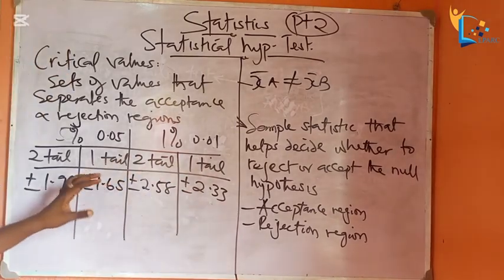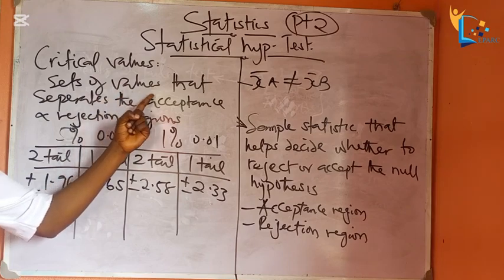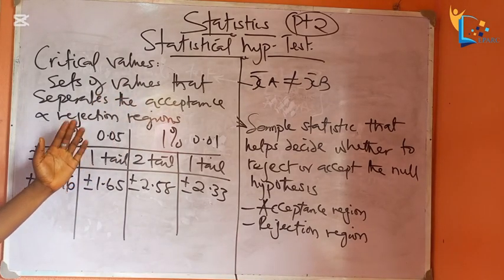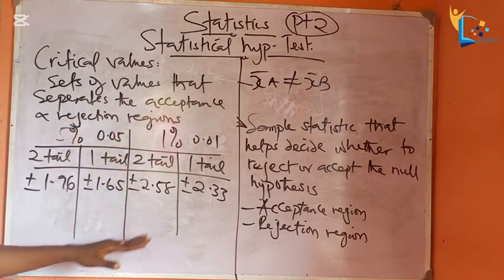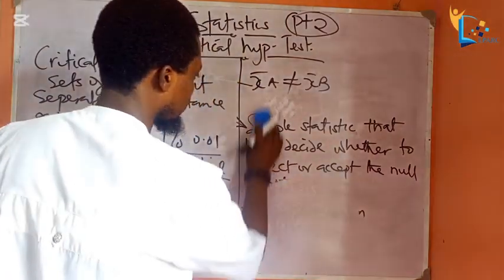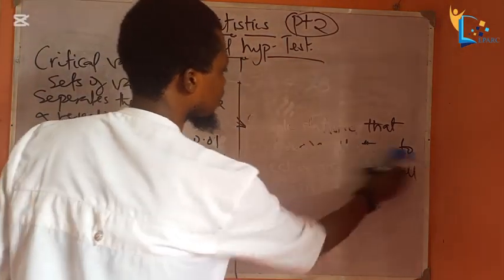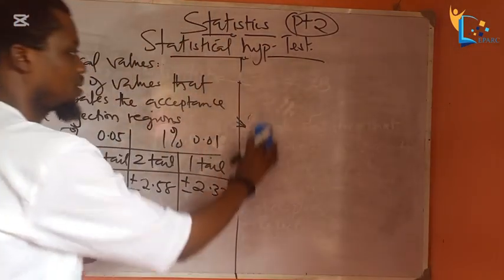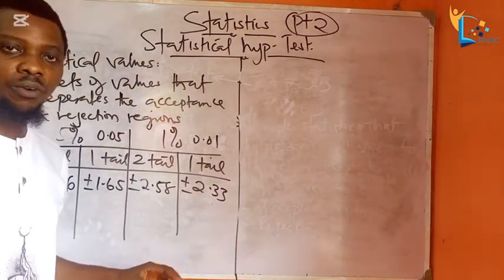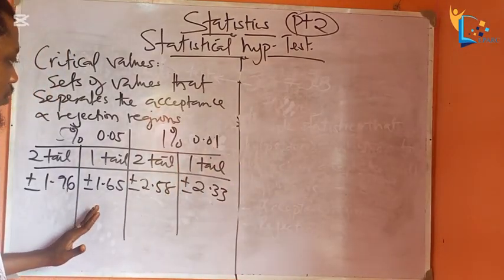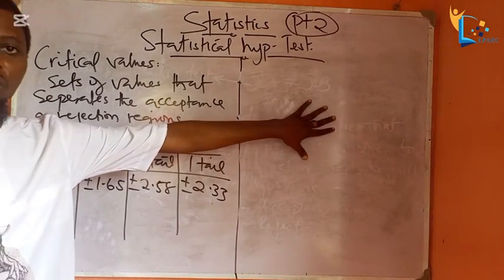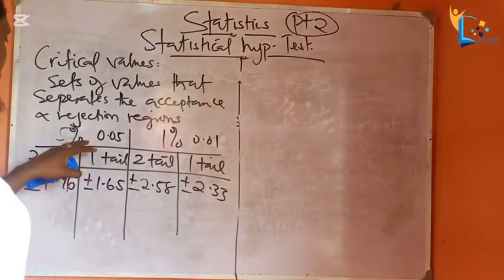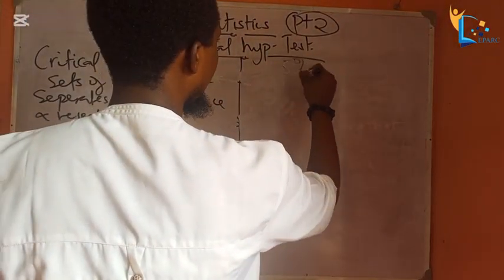These are critical values. Remember what we said about critical values: they separate the acceptance region from the rejection region. We are going to see how these critical values work on the normal distribution curve.